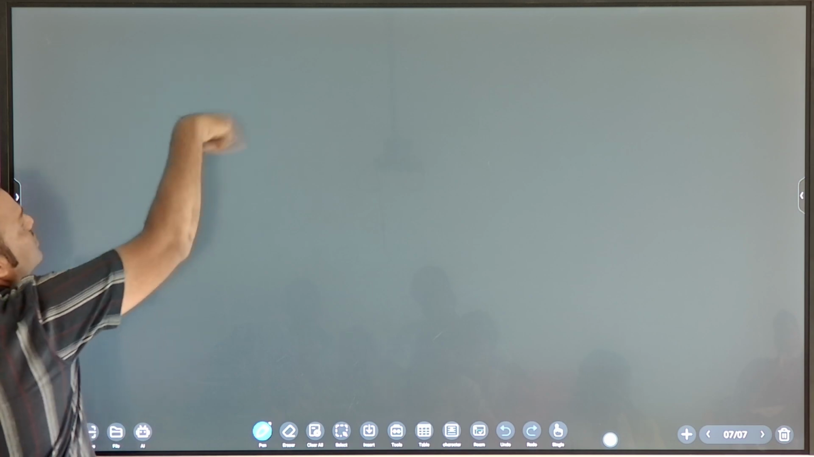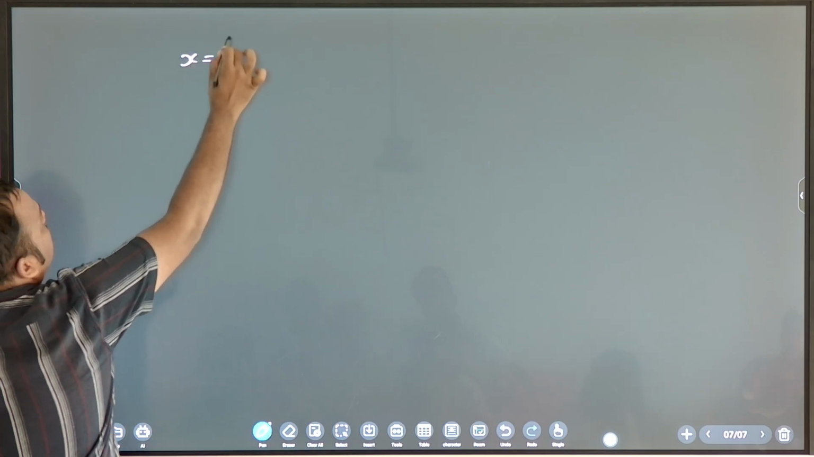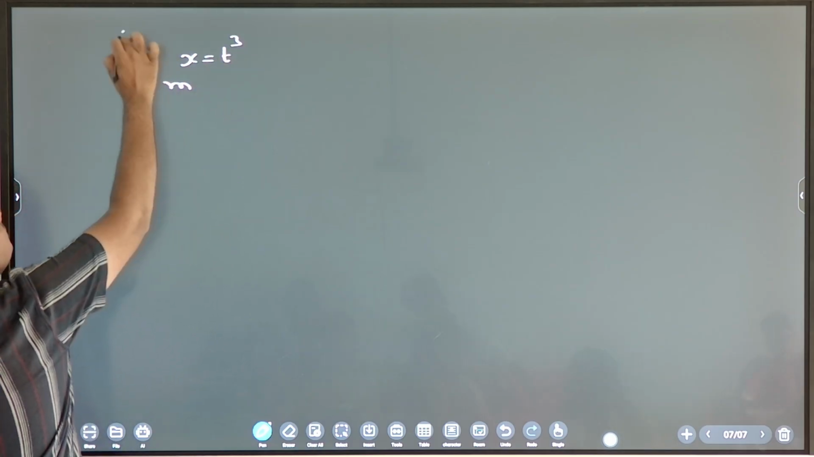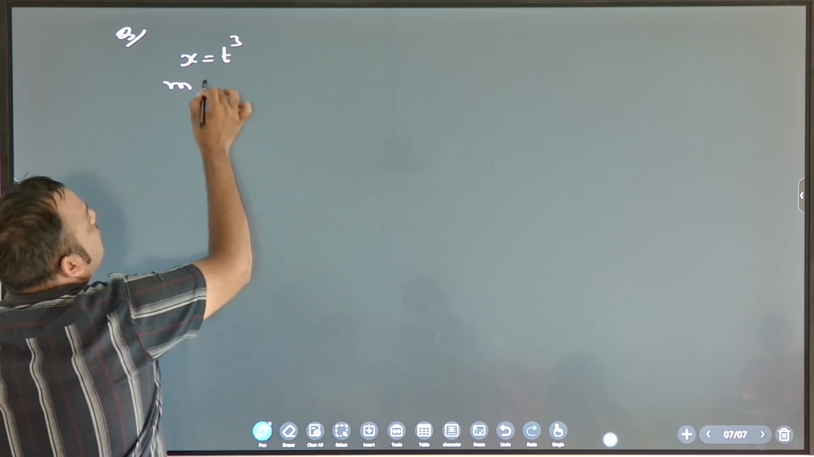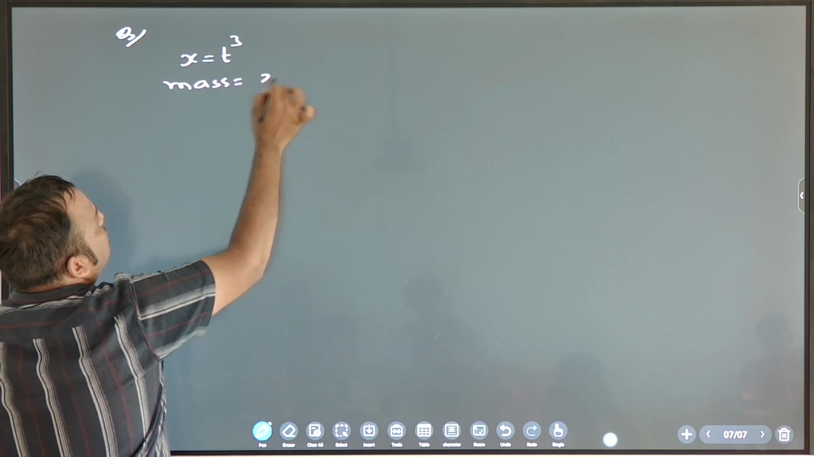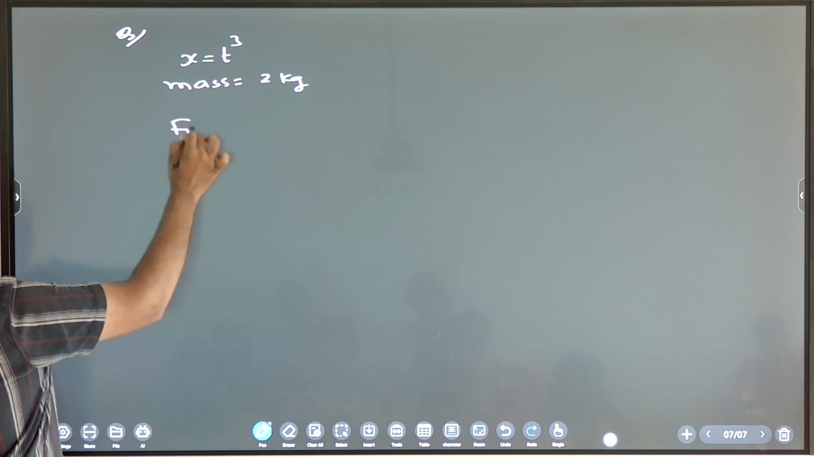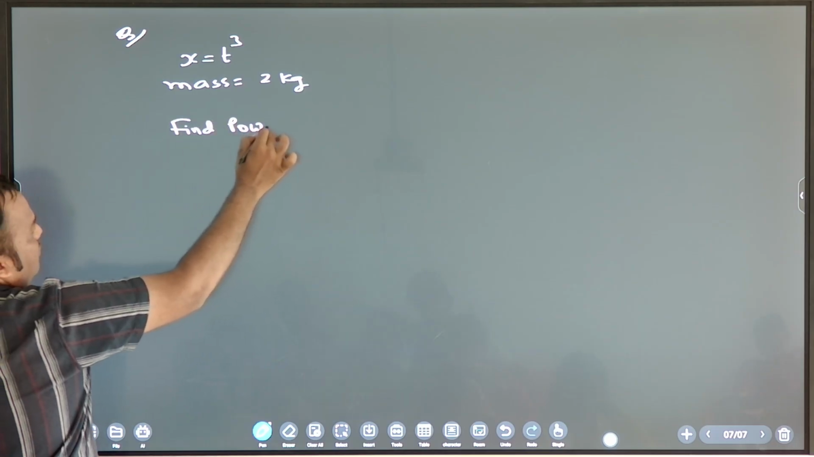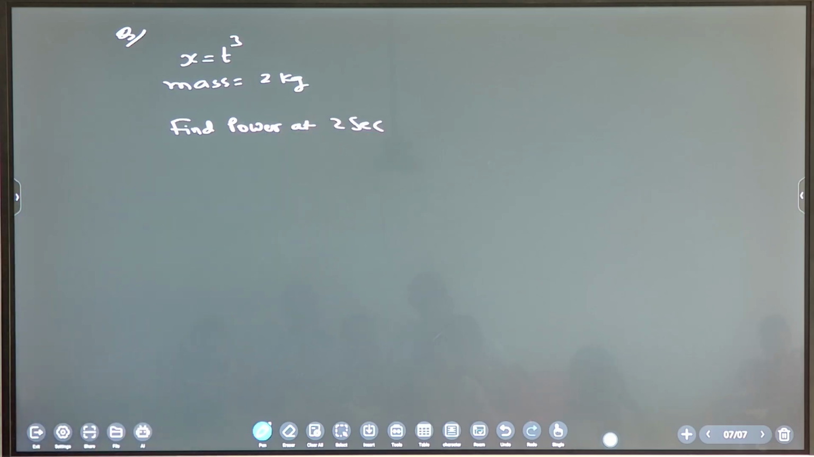Now let's do some differentiation type questions. So x is equal to t cube. Next question, write down. x is equal to t cube. Suppose mass is 2 kg. Find power at 2 second. How to calculate this?